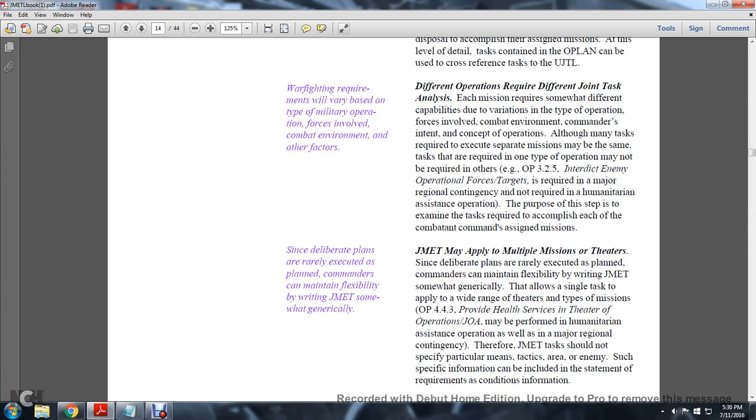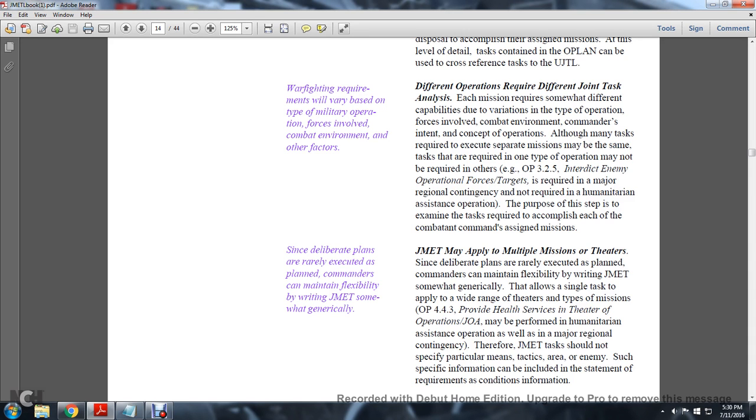Warfighting requirements will be based on the type of military operation, the forces involved, the combat environment, or other factors. Differing operations require different joint task analysis. Each mission requires somewhat different capabilities due to variations in the type of operation, forces involved, combat environment, commander's intent, and concept of operations.